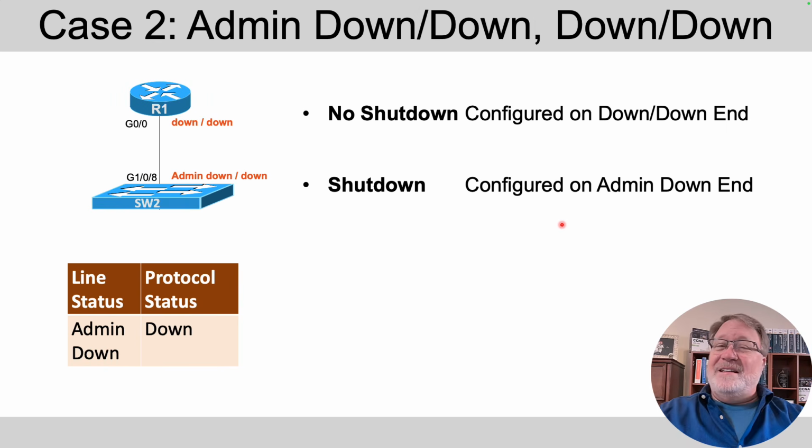Now, if you see an admin down on either end, on the router or the attached device, that just means that device that's in an admin down state has a shutdown command. If the shutdown command is configured, it overrides any other logic. It doesn't have to check the cable. It's just administratively down.